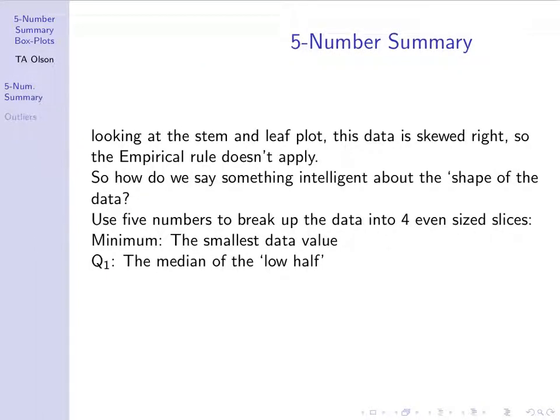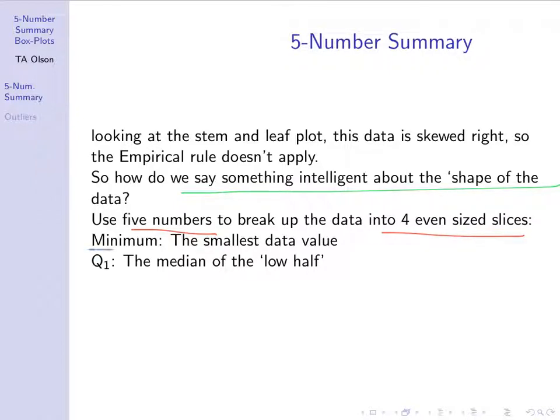Okay, so if we do a quick stem and leaf plot, which I didn't do, but you certainly should, this data is skewed very much to the right, so the empirical rule doesn't apply. So how do we say something intelligent about the shape of the data as well as where Chifaru is in relation to everyone else? So what we do is we use 5 numbers to break the data into 4 even-sized slices. We're going to chop our data into quarters.